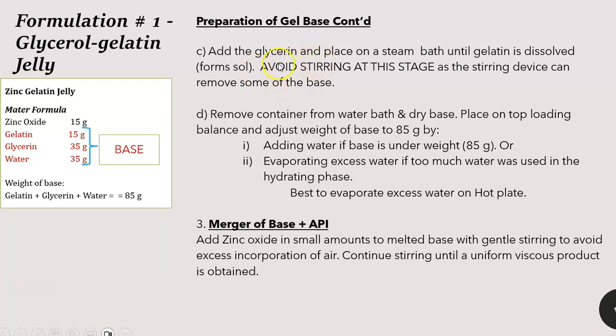Now you add the glycerin and everything dissolves. Do not stir. And once we've had a nice jelly base, you remove the container from the water bath. Moisture would be on the bottom, so you must dry the base of the beaker and place it on the top loading balance. Verify the weight. Now, this is the tricky part.